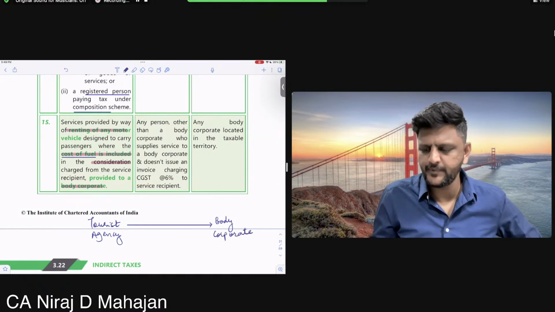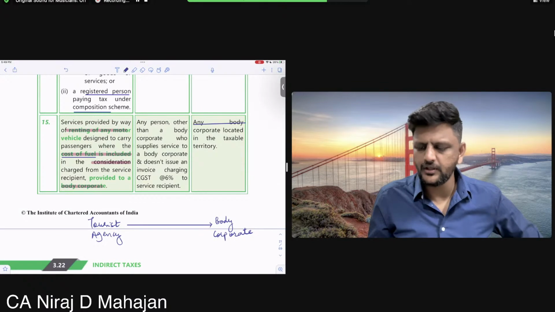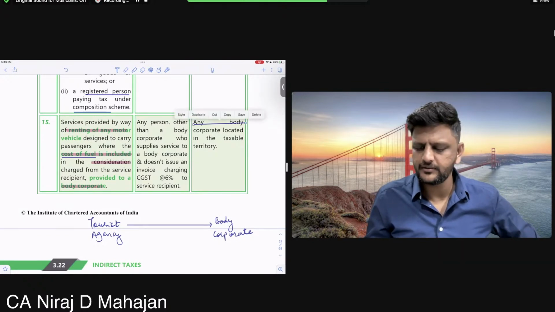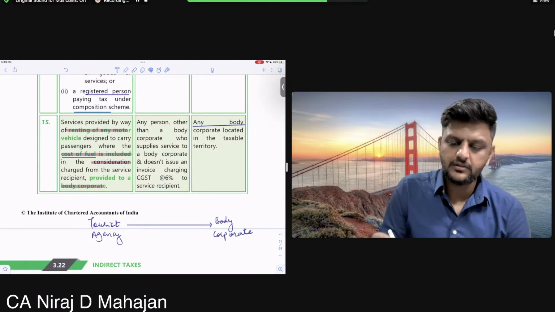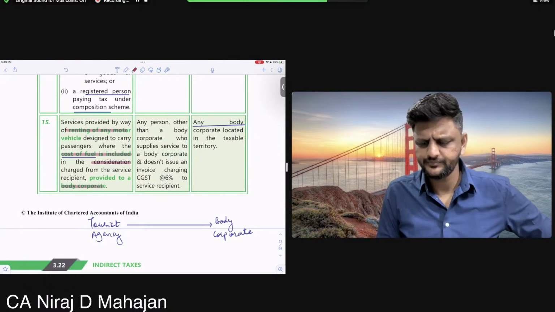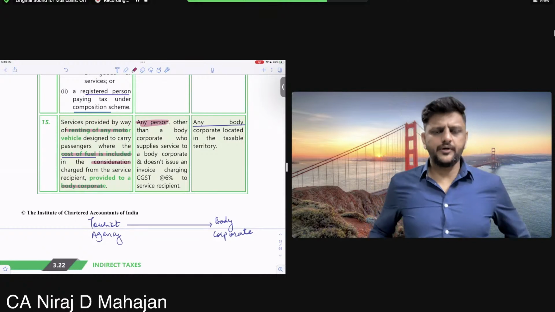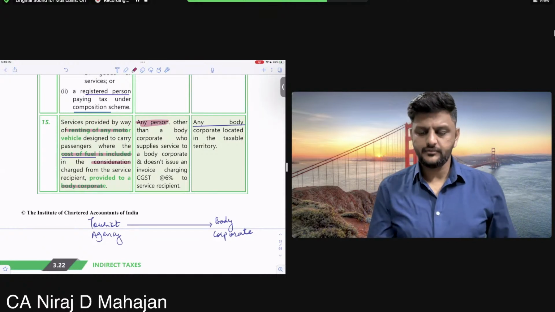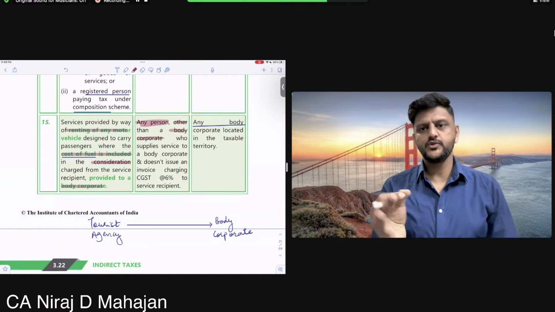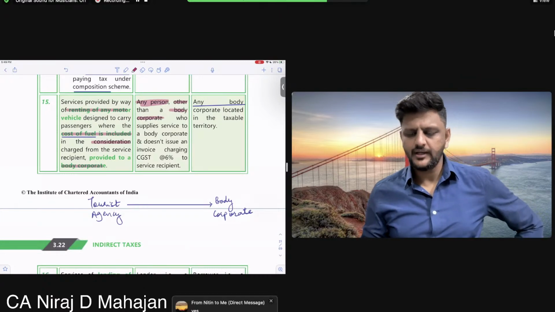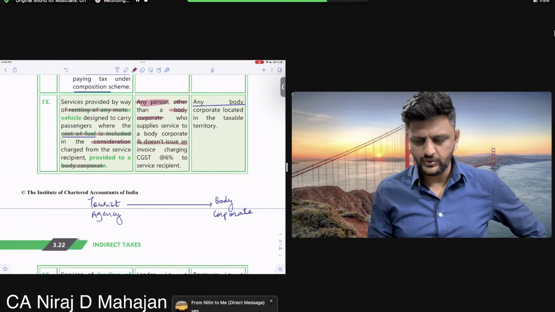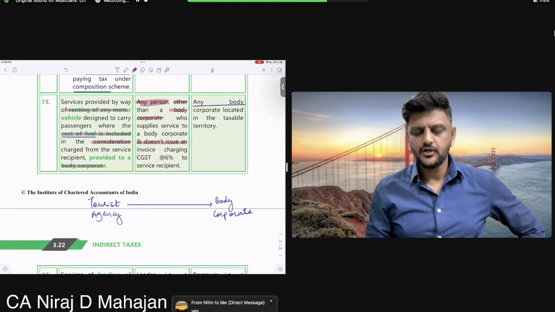Check. Who is the recipient? Any body corporate, right? Located in the taxable territory, that is in India. And who is the service supplier? Any person other than a body corporate. Individual, firm, maximum. That's it. Who supplies service to a body corporate and doesn't issue an invoice charging 12%.